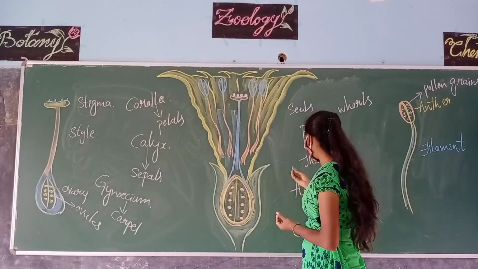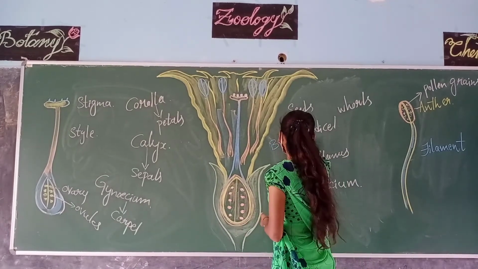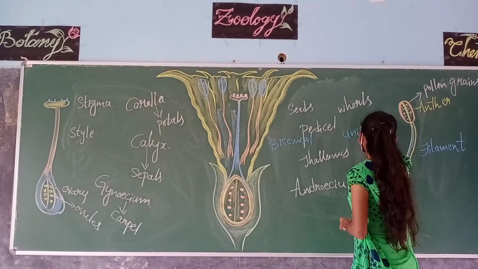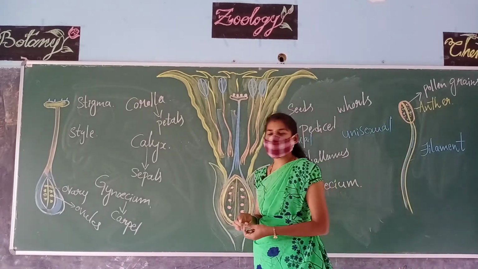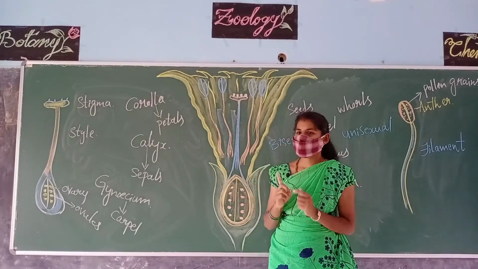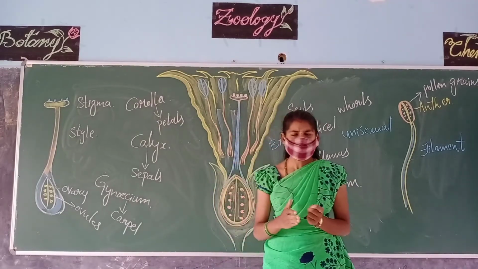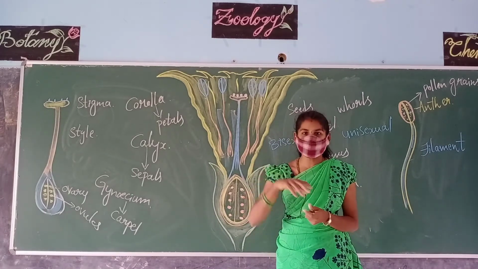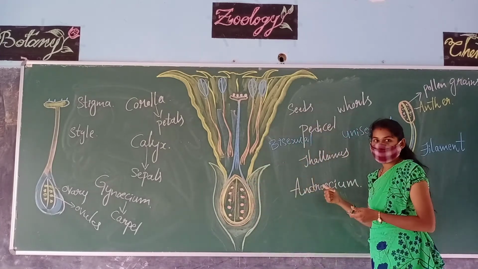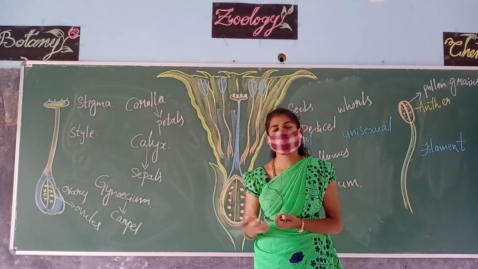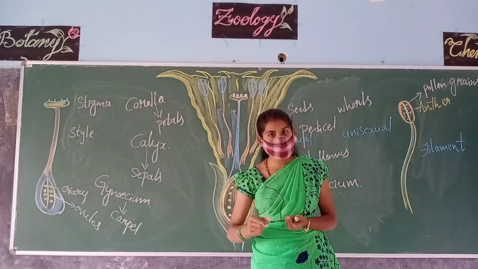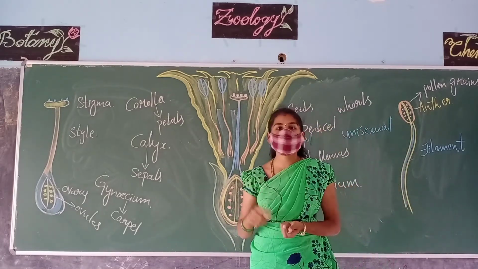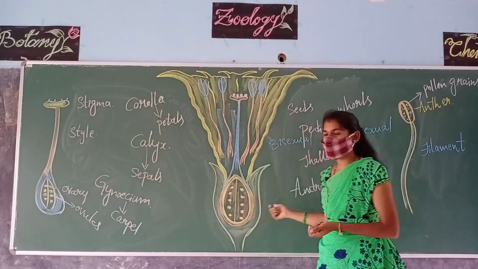Coming to the topic of bisexual and unisexual flowers. A bisexual flower is nothing but, if we consider any flower, a single flower consisting of androecium as well as gynoecium, that is male reproductive organ as well as female reproductive organ within it, it is called a bisexual flower. For example, you can consider datura, where you could see the androecium, that is a stamen, which consists of a filament and anther. Also you could see the carpel, that is the gynoecium part. Such flowers are called bisexual.